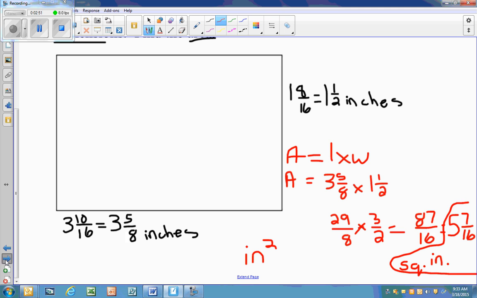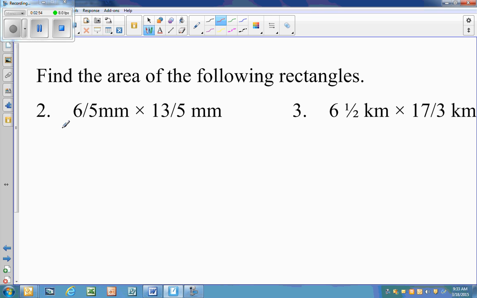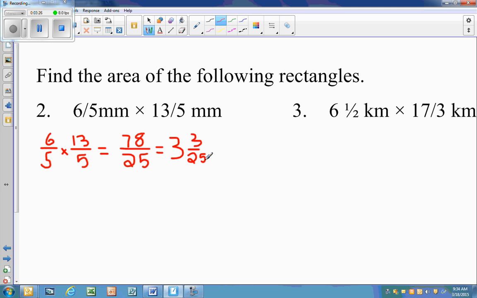That is question 1. Question 2, I need to find the area of these rectangles, so all I'm doing is multiplying. So I have 6/5 times 13/5. And when I multiply these two numbers, because area equals length times width, I end up over here with 78/25, which I can't leave that way. So I know 78 divided by 25. 25 can go in there 3 times, which will give me 75. And then 3 are left over out of the 25. And it's millimeters squared.